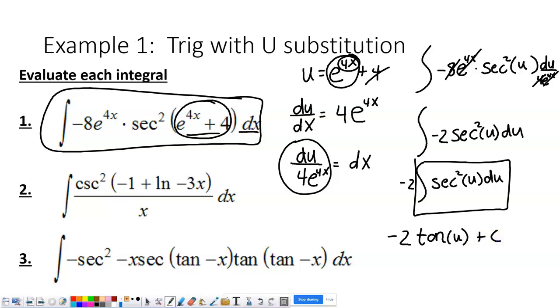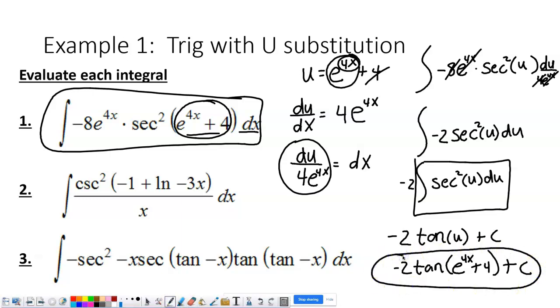Don't forget your plus c. And then, of course, the last step is to replace the u with what u was originally, which was e^(4x) plus 4. And I had a little smudge there that shouldn't be there, so I'll erase that. But anyway, there's your final answer.